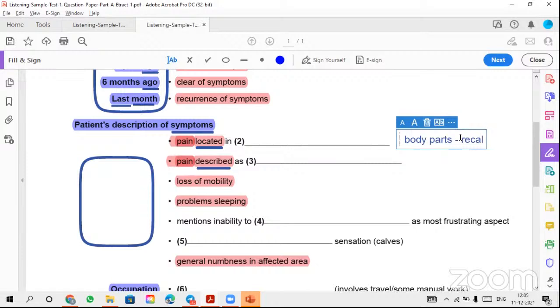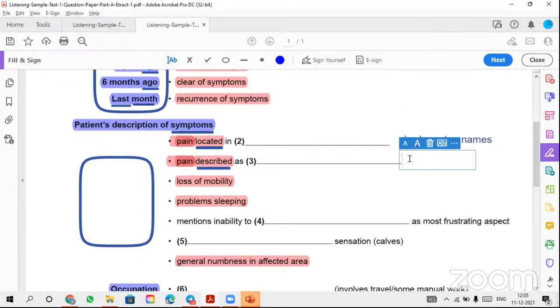Recall. Remember the names. Revise the names of the body parts. They just come as a flash into your mind. Where is the pain? It comes into your mind immediately. Names of the body parts. Finished. So just keep it like that.